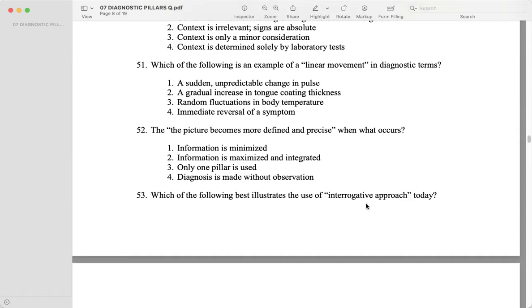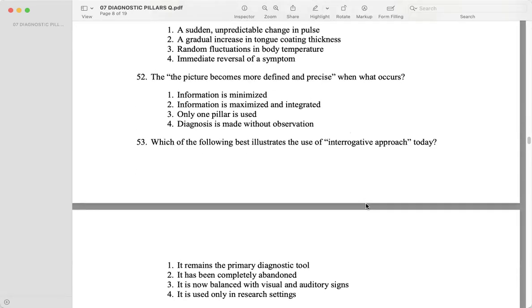Okay, what does it mean when the coating thickness increases? Are we having a patient that's improving or deteriorating? Deteriorating. Because that means the pathogenic factor is increasing. It's the duration, like how long the problem has lasted, right? No, it's the pathogenic factor. The picture becomes more defined and precise when what occurs?